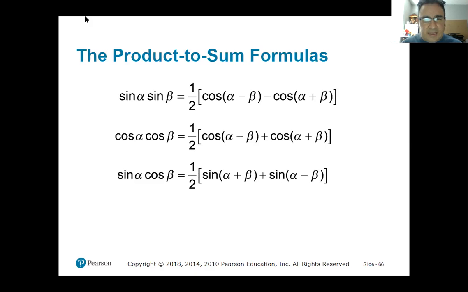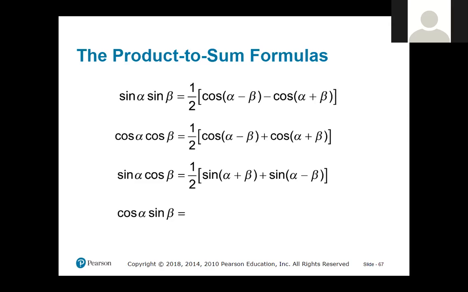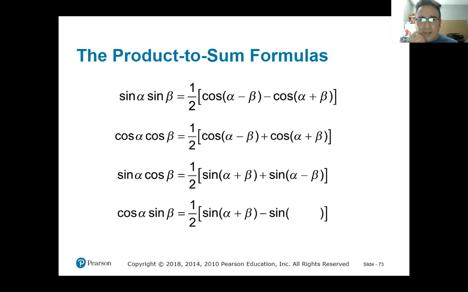Okay, we'll give Leilani the last one. Cosine of alpha, sine of beta. 5, 4, 3, 2, 1. Okay, Leilani, you got it. 1/2 brackets sine a plus b minus sine a minus b. Very good. Okay, so these are your 4 product to sum formulas. Go ahead and write those down or take a screenshot, take a picture.